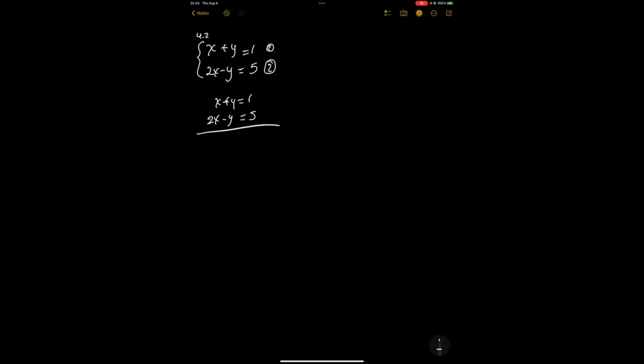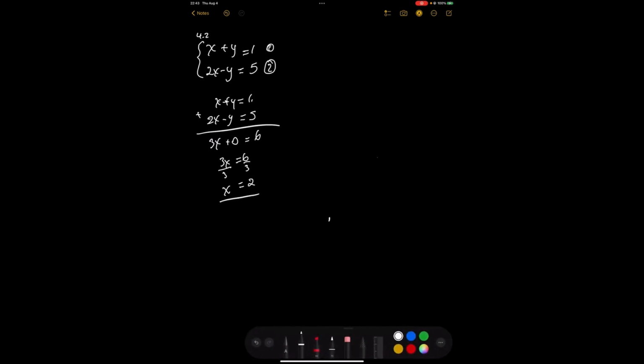It is y. So what I'm going to do is add those two equations. I'm going to have x plus 2x equals 3x. y plus negative y is equal to 0. And 1 plus 5 is equal to 6. So now I have 3x equals 6. I'm going to divide by 3 on both sides. So I get x equals 2. Do you see how easy it is?